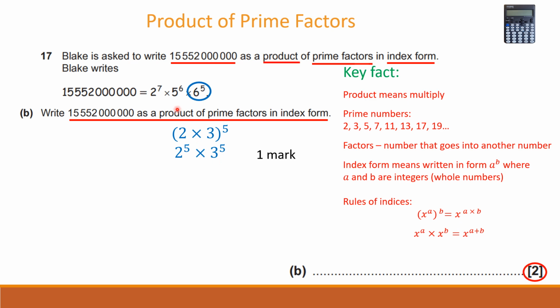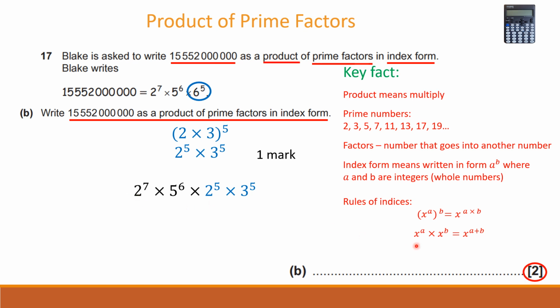From here, I can write out the whole answer, replacing the 6 to the power of 5 with 2 to the power of 5 and 3 to the power of 5. So the whole expression is 2 to the power of 7 times 5 to the power of 6 times 2 to the power of 5 times 3 to the power of 5. Now you'll notice that two of these numbers are the same, the two 2's.